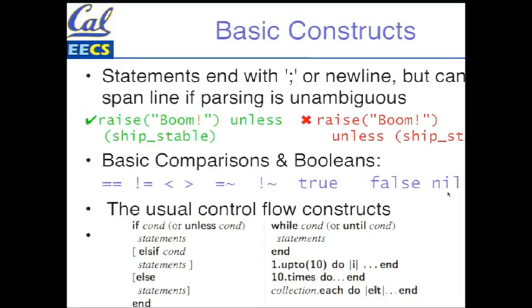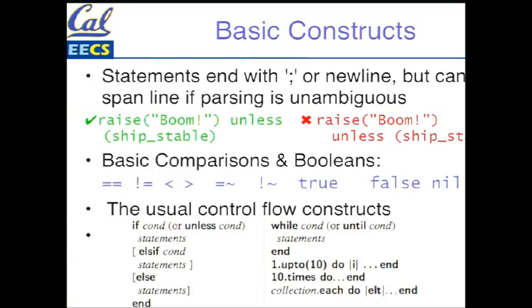Everything else in a conditional statement evaluates to true. So beware if you're used to Python or Perl, where things like the empty array or the empty string will evaluate to false. Not so in Ruby. Okay? If it's false or nil, that's false. Everything else, absolutely everything else, is true.